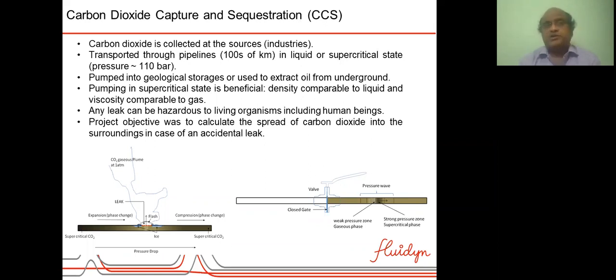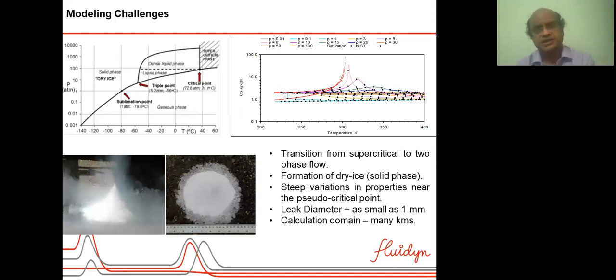So the objective of this project was to calculate the spread of carbon dioxide into the surroundings in case of an accidental leak. Actually, we had to provide a customized tool to do these calculations. In modeling this, the difficulty is that the carbon dioxide inside the pipeline is in supercritical state. So during a leak, in case of a hole in the pipe, the outside pressure is 1 bar and the temperature is say 30 degrees centigrade. So there will be a transition from supercritical first to two-phase liquid, and then it will evaporate. There could also be flashing, due to decrease in pressure, and then there could be formation of dry ice once it comes outside.